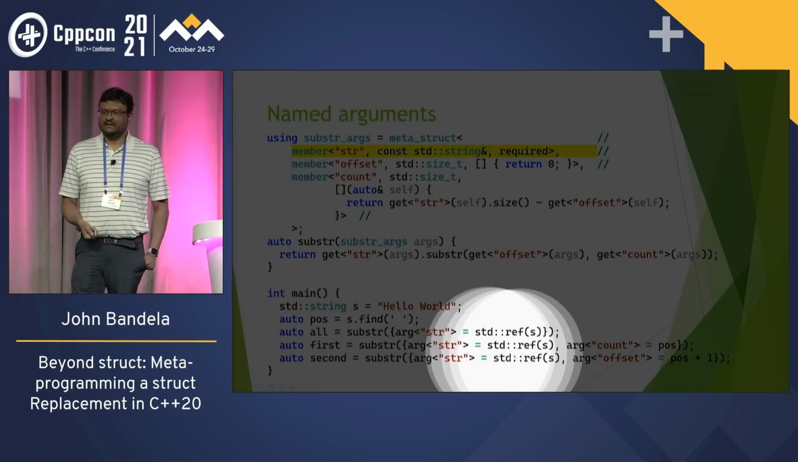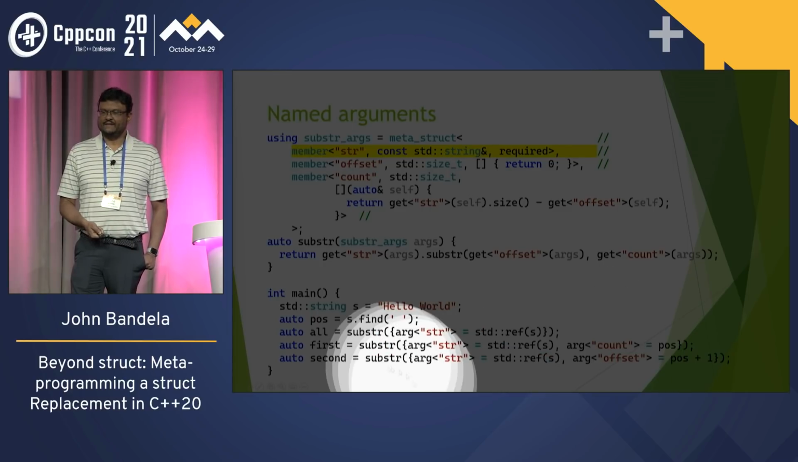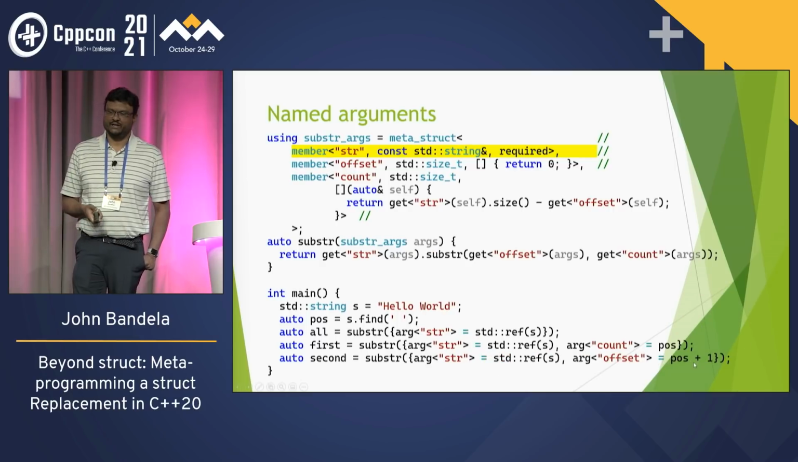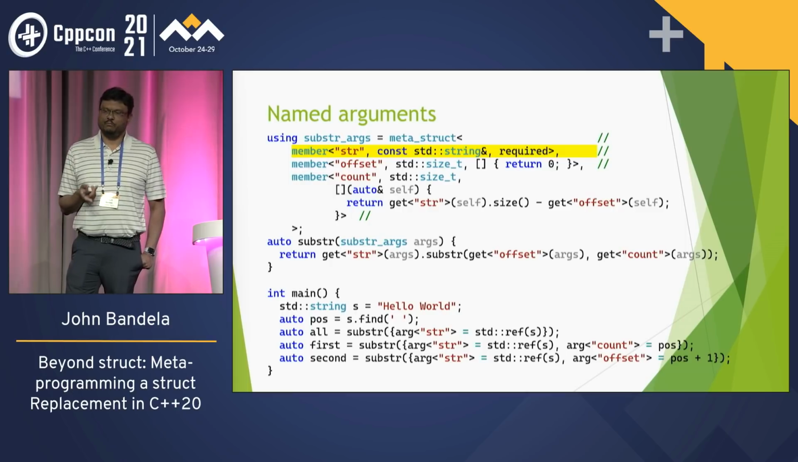We get the first part if we specify the count. We get the second part if we specify the offset equals pos plus 1. So we can specify count, offset, neither, but we do have to specify str. And we can specify them in any order. We can make stuff required, and we can have default arguments as well. You just had to wrap it in a curly brace.